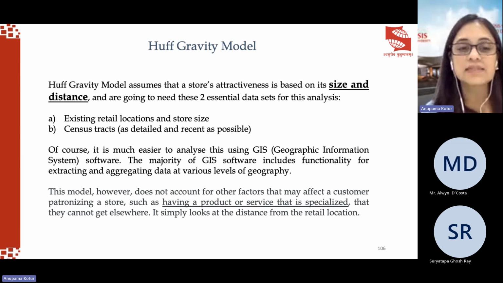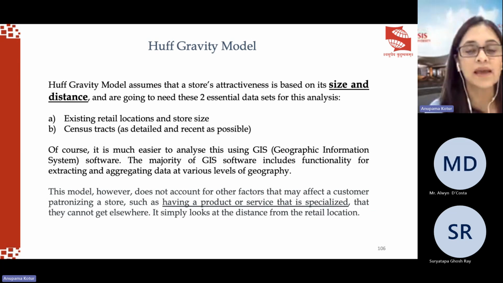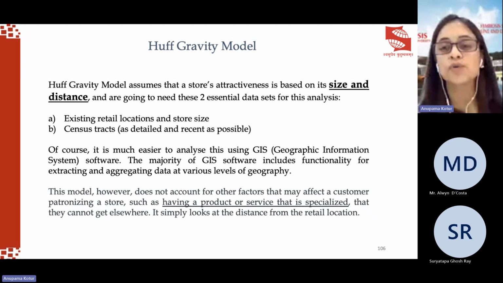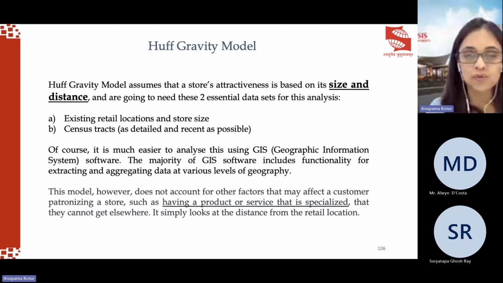You would, of course, need the size of the store itself, and then you would need the distance between the store and your trading area. It could be the primary, secondary, or for that matter, even the fringe trading area. Now, what does Huff's gravity model calculate? It essentially calculates the probability percentage of the people residing in those trading areas coming to your store, the probability percentage of people visiting your store.